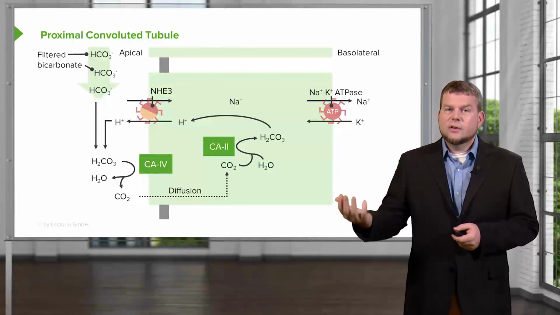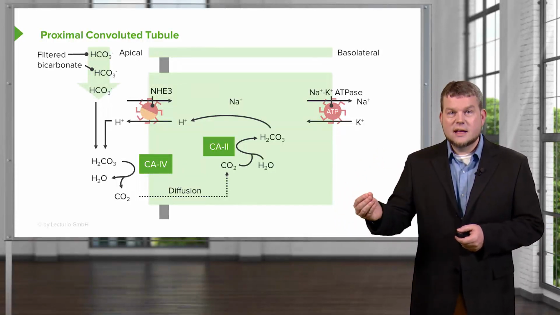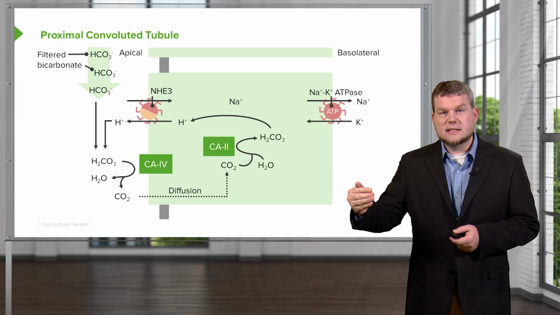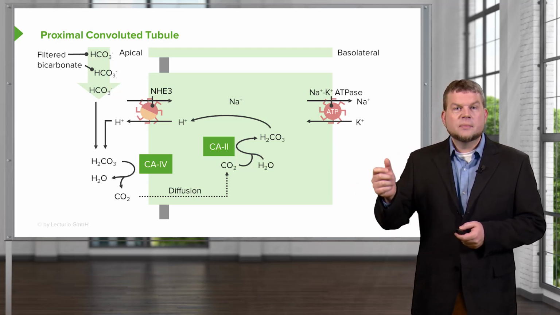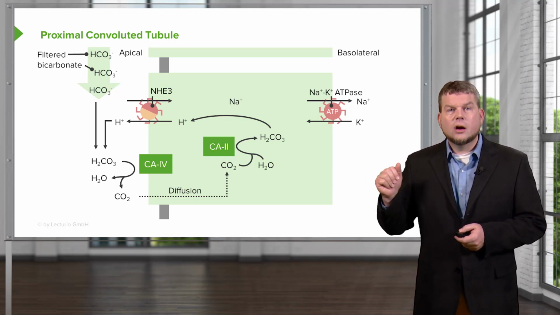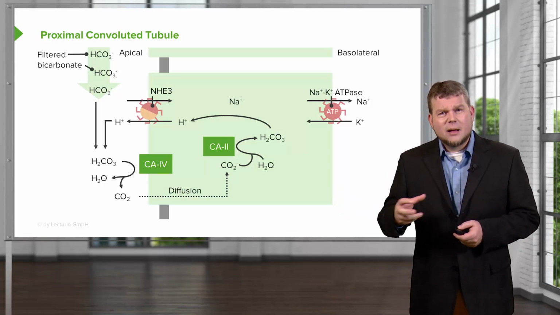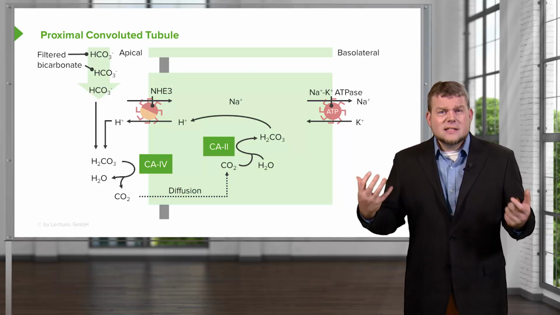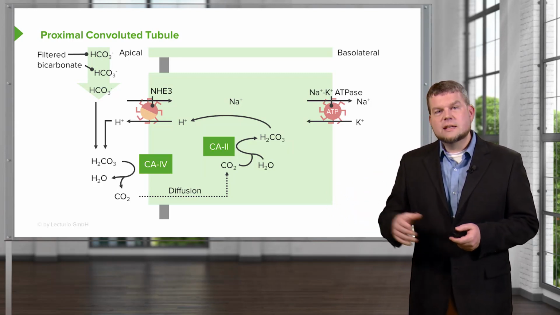You have a different carbonic anhydrase, which is the enzyme that helps convert this back to carbonic acid. So you have two carbonic anhydrases. Carbonic anhydrase 4, which is on the apical membrane, and carbonic anhydrase 2, which is in the cytosol. This complex process, all it did was allow you to get a molecule across the apical membrane.